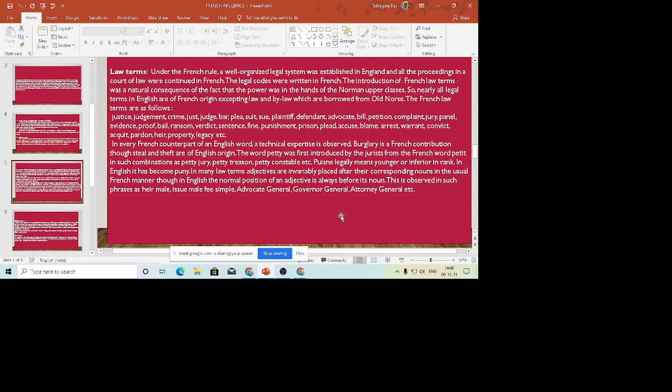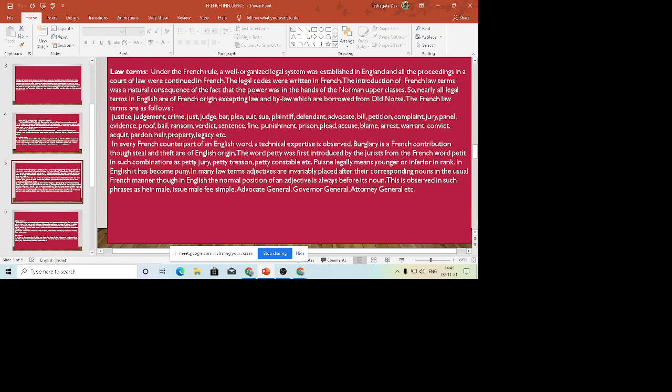The introduction of French law terms was a natural consequence of the fact that the power was in the hands of the Norman upper classes. So the aristocratic upper class Normans were very much in power. They controlled all these legal matters, and they had their own language, French. So nearly all legal terms in English are of French origin, excepting law and bylaw. These are the two words which are borrowed from Old Norse, and these two words survive to this day.